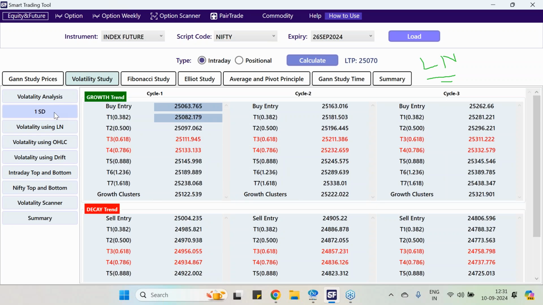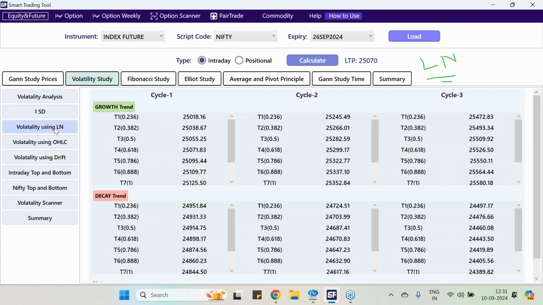For one standard deviation, we use the GARCH method for estimating the volatility. Based on that, these uptrend levels and downtrend levels are generated. Here the historic past 10 days of data is taken. This too takes the historic past 10 days of data, but it will take OHLC: open, high, low, close. Four things it will take.